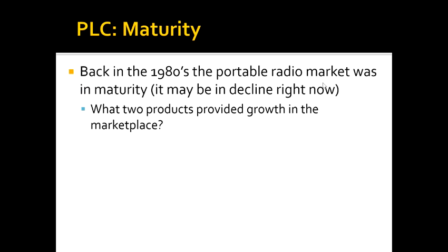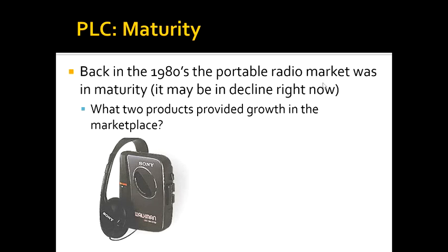Back in the 1980s, the portable radio market was in maturity. Right? Back in the 80s, when I was young, a radio basically had one speaker, AM, FM. That's what you got. All right. Two different types of radios were developed that gave a lot of growth to companies in the radio business. The first was Sony Walkmans, right? Everybody just called them Walkmans, right? They set the product category. We don't say personal radio device or anything like that. It's a Walkman. And then boom boxes.